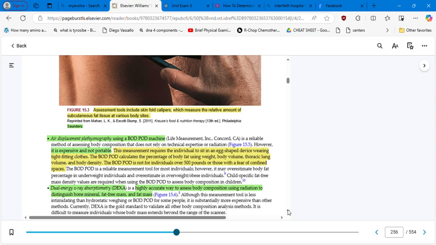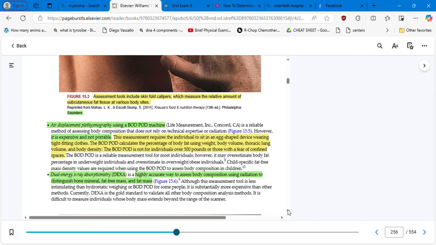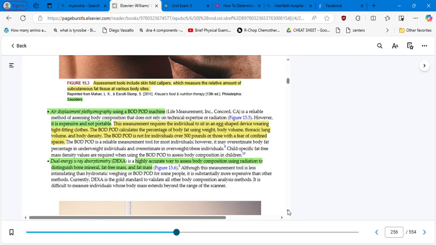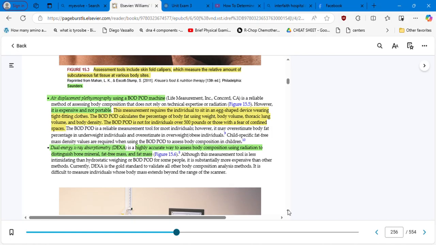And then we have the air displacement plethysmography, the Bod Pod machine. It is expensive and not portable. The Bod Pod requires the individual to sit in an egg-shaped device wearing tight-fitting clothes, and calculates the percentage of body fat using weight, body volume, thoracic gas volume, and body density. It's not for individuals over 500 pounds or those with a fear of confined spaces.